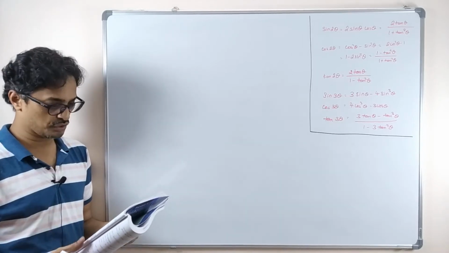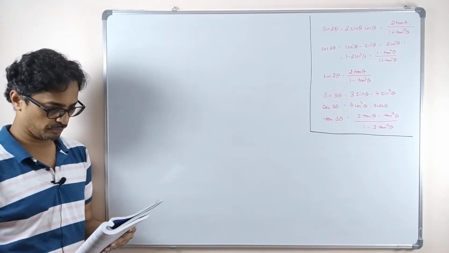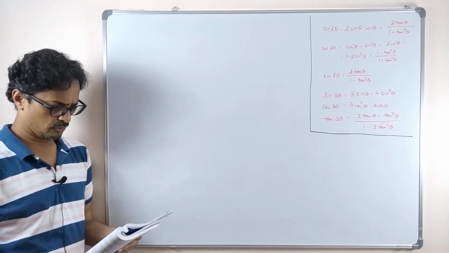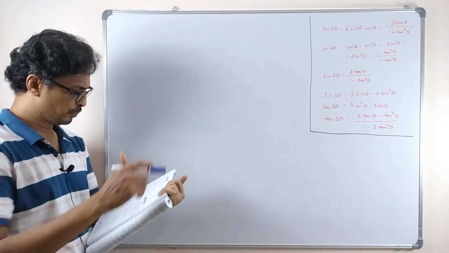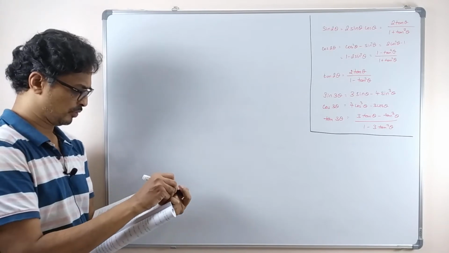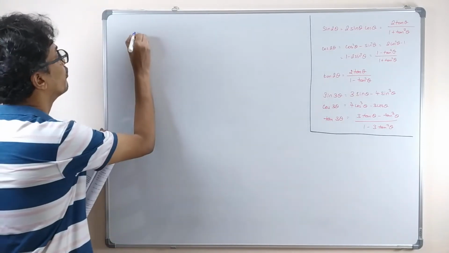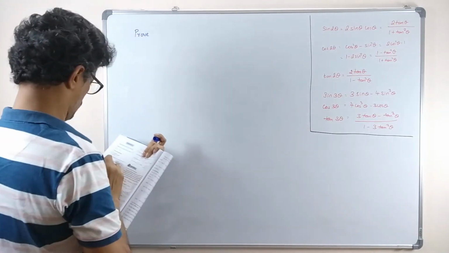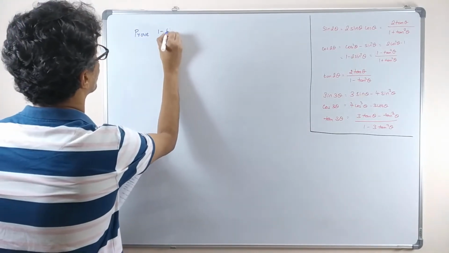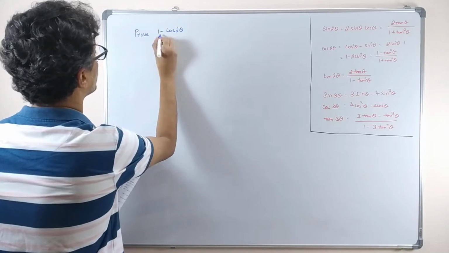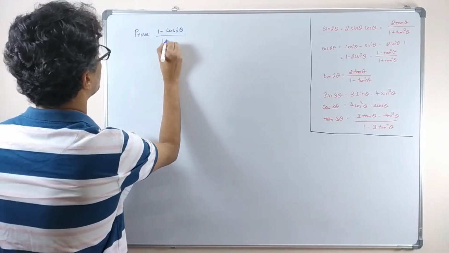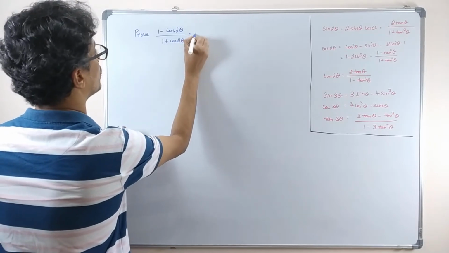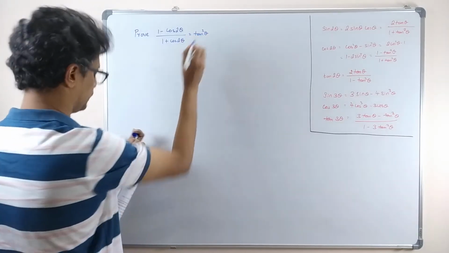So let us do some examples. Okay. Prove: (1 minus cos 2 theta) divided by (1 plus cos 2 theta) equal to tan square theta.